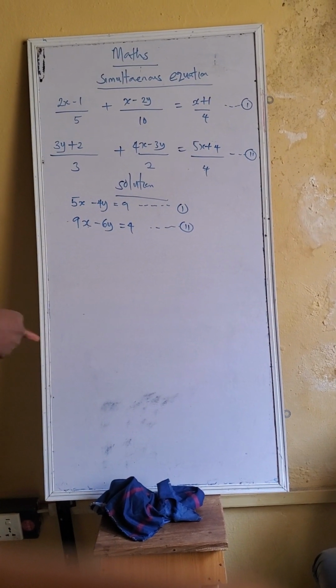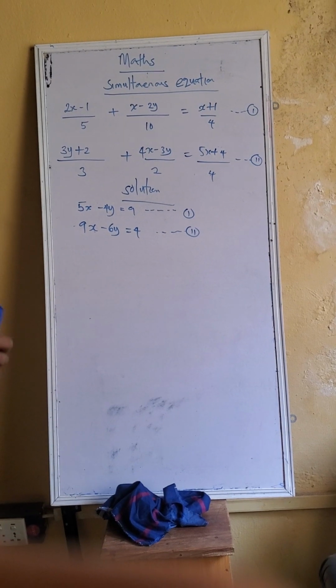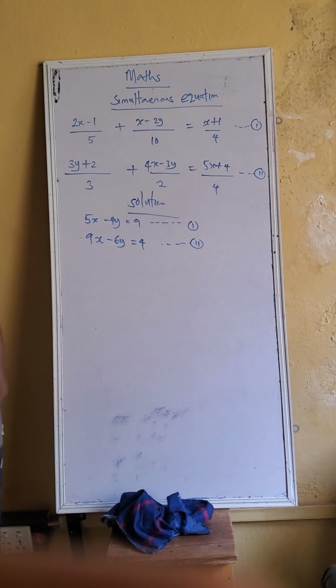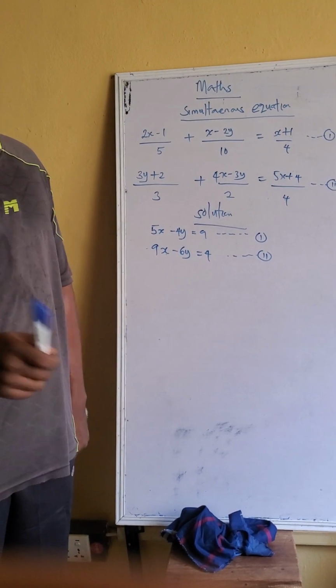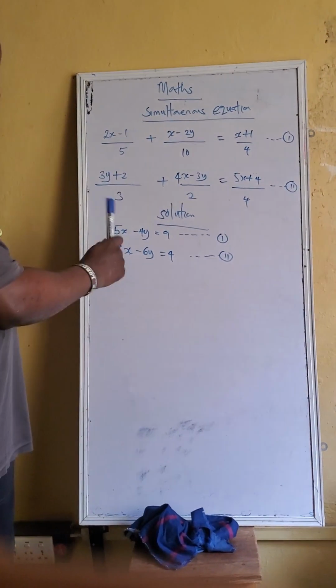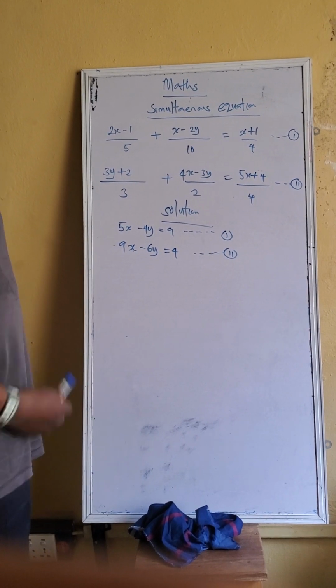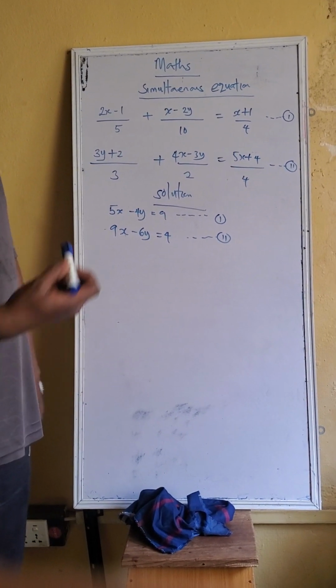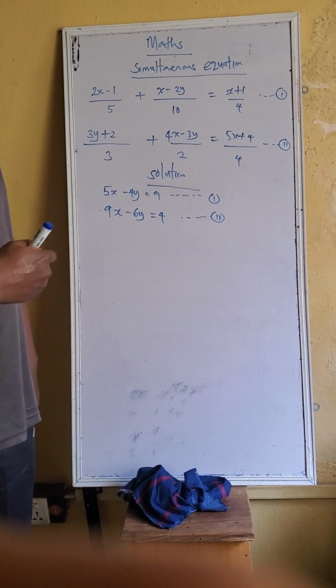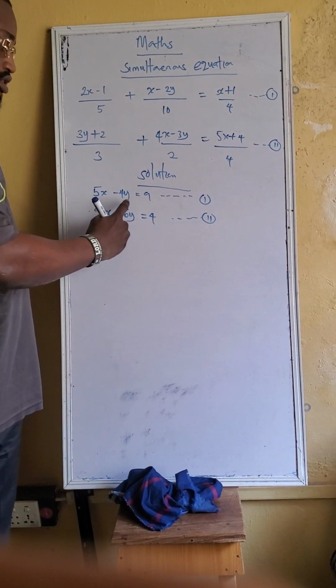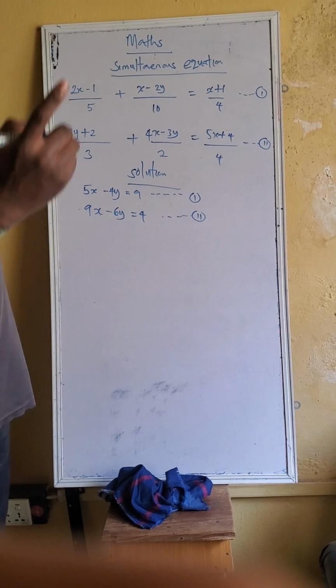Now in using the elimination method, the first step, like I told you, is to make a decision on which of the variables you want to eliminate. We have x, we have y. I can decide to eliminate x, I can decide to eliminate y, but it's a choice I will be making myself, and I want you to make that choice when you're solving it yourself. Now I want to eliminate y because I've always been eliminating x.